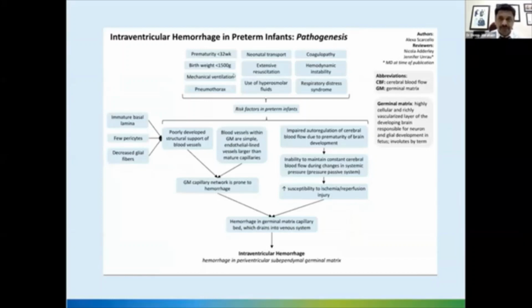Pneumothorax is a possibility, and fluid boluses. All these risk factors on one side, the pro factors that are there for lack of autoregulation and the poorly supported germinal matrix, leading on to IVH.